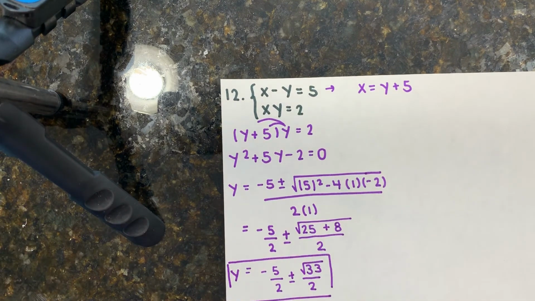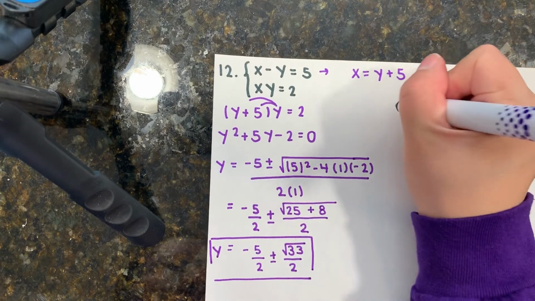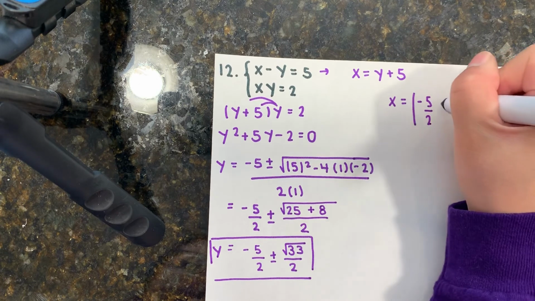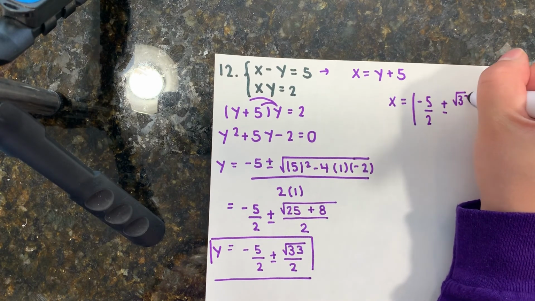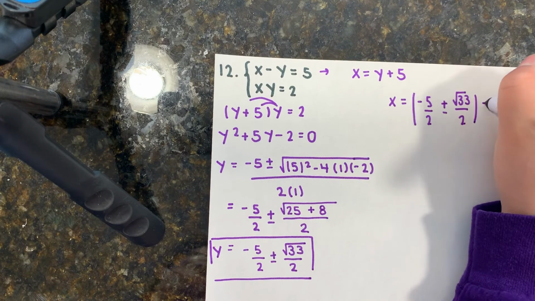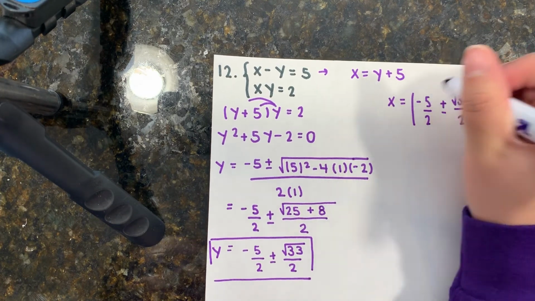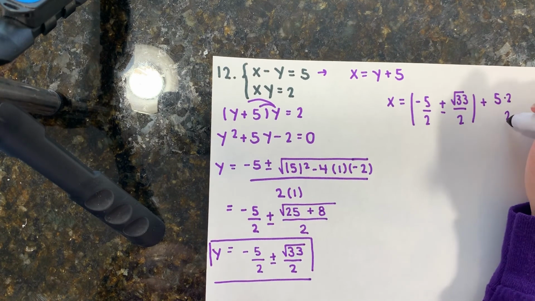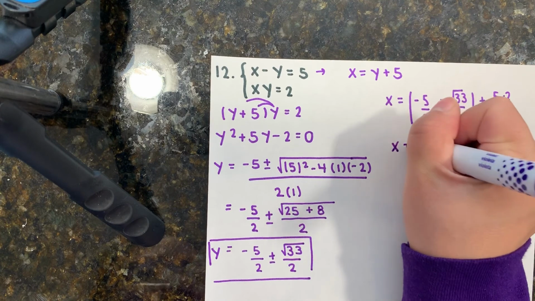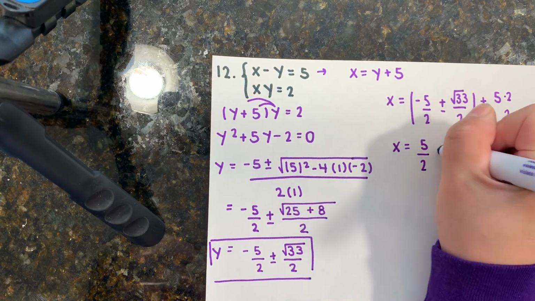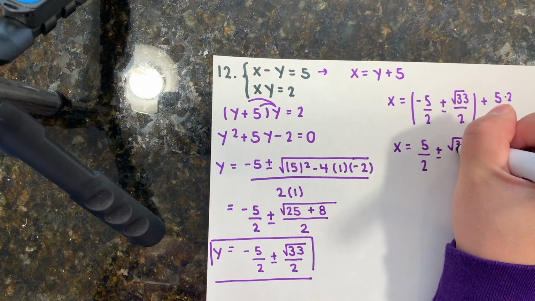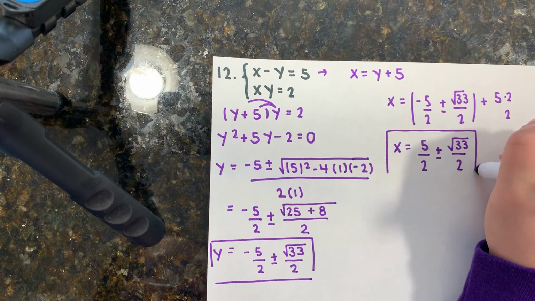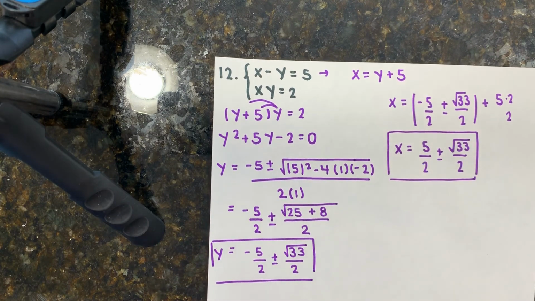Now for x, I'm going to plug that back into the beginning. So x will be equal to -5 over 2 plus or minus root 33 over 2 plus 5. So I want to add the -5 over 2 and the 5 by making a common denominator. So 10 over 2 minus 5 over 2 would actually just be positive 5 over 2. And the root 33 over 2 would stay the same. And that would be your result for number 12.